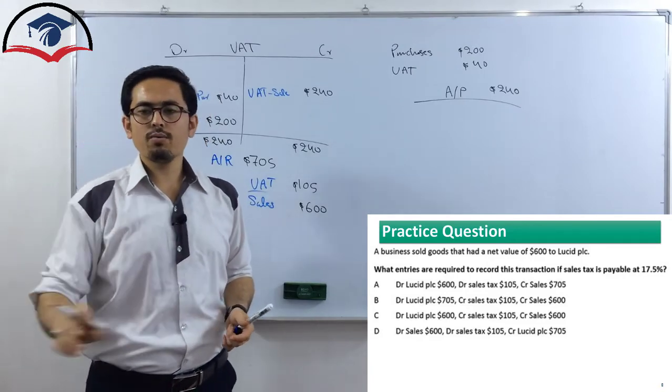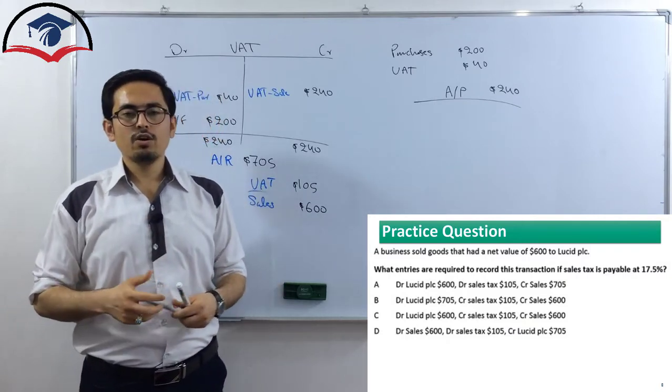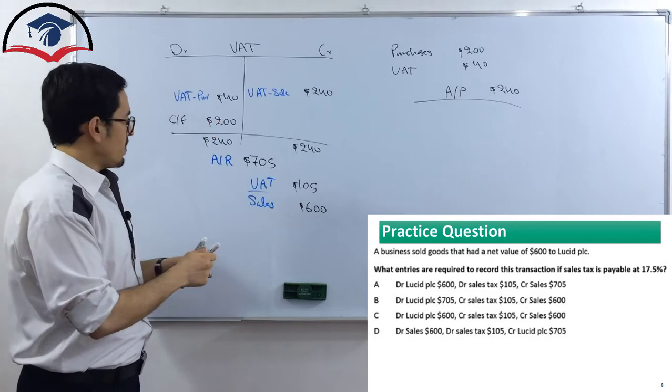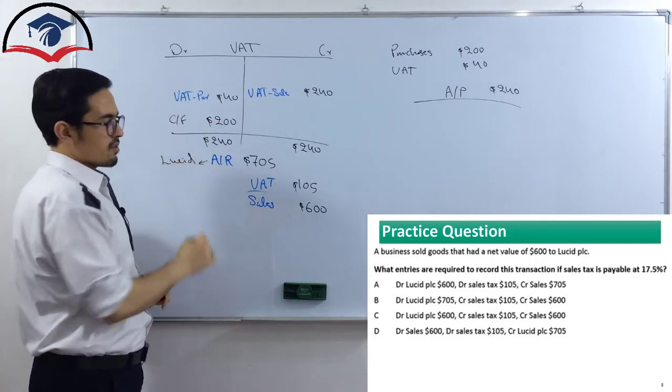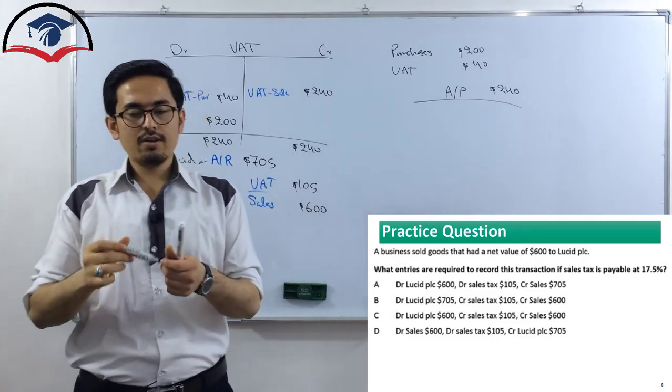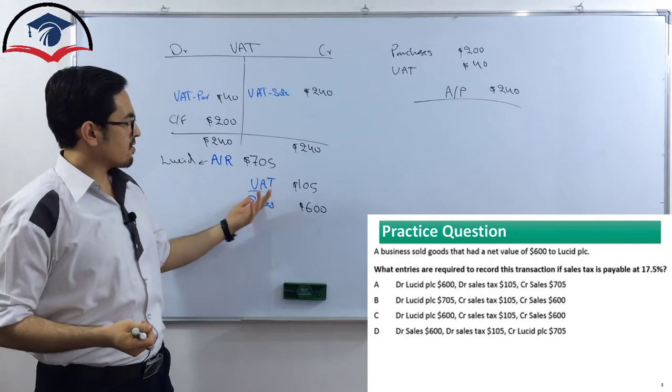Which option is the correct one? Of course, B. We have $705 as a receivable. This account belongs to Lucid, and you're going to receive from Lucid. VAT is credit, and sales is also credit.